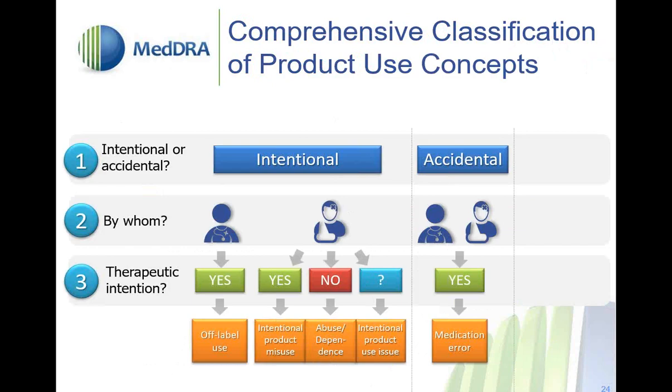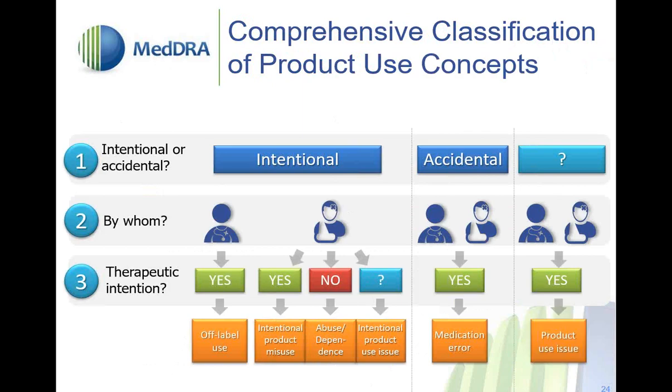Okay? An error happened because it was accidental, regardless of who the event was initiated by or who it was performed by. Now, the third column is when you have very little information, you don't know the intentionality, you don't know even if it was accidental. If you don't know that, and regardless of who the event is initiated by, healthcare worker or patient, but the therapeutic intent is there, it was done in order for some benefit, then it's a product use issue.